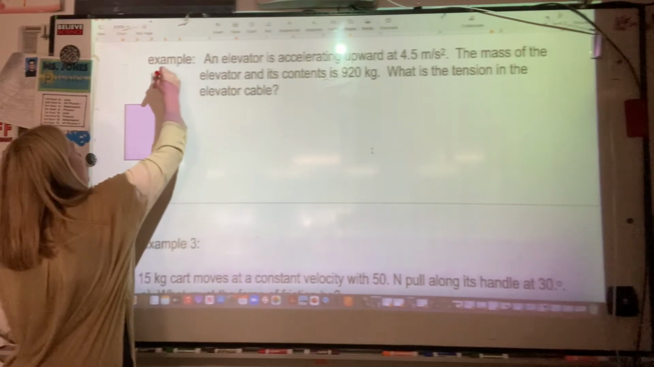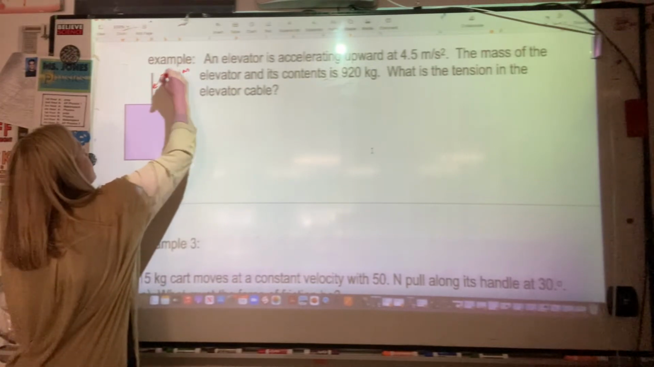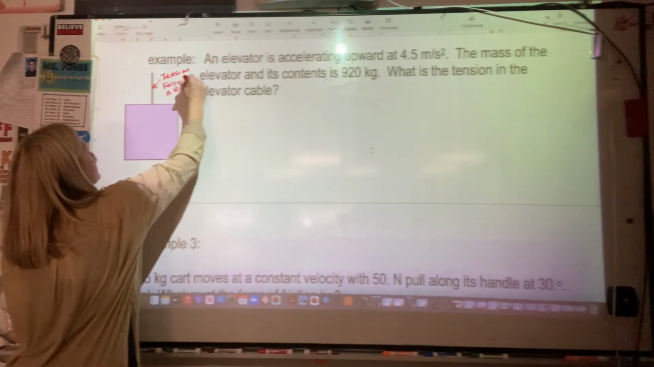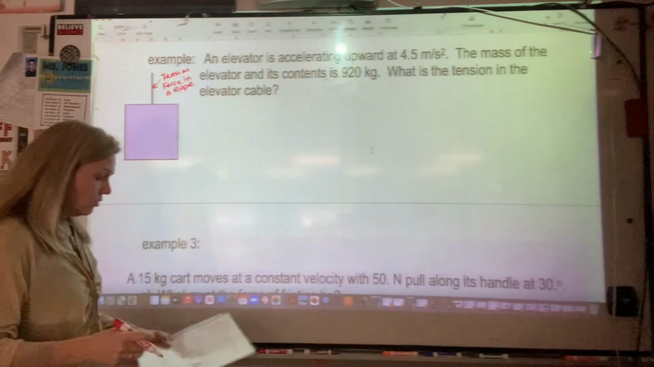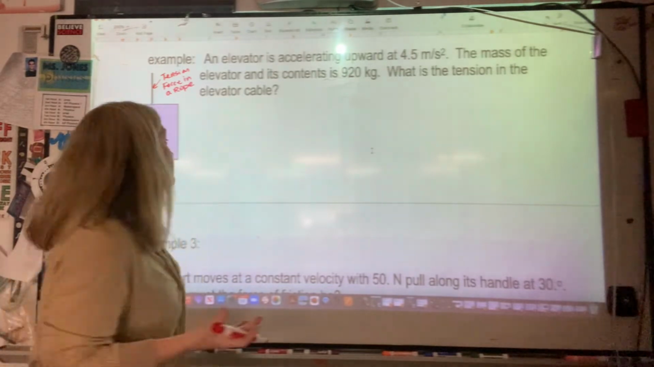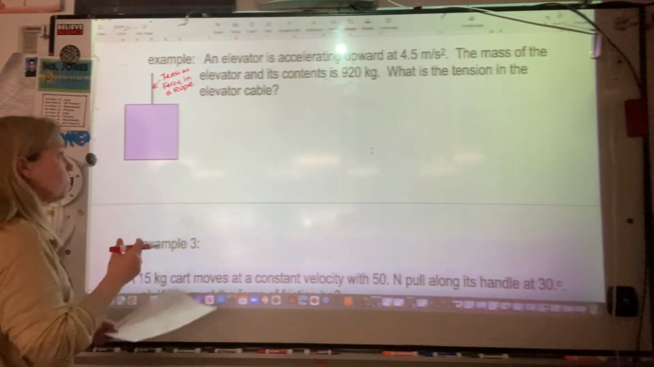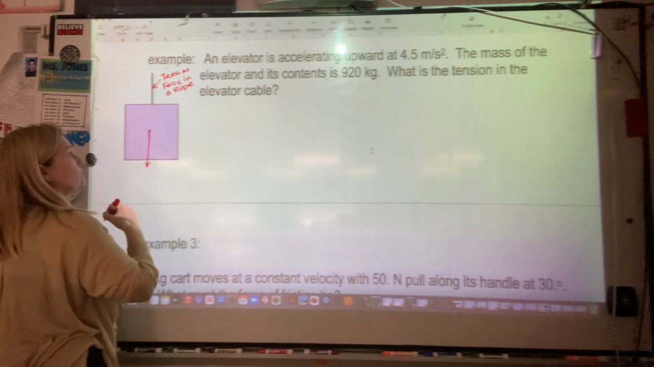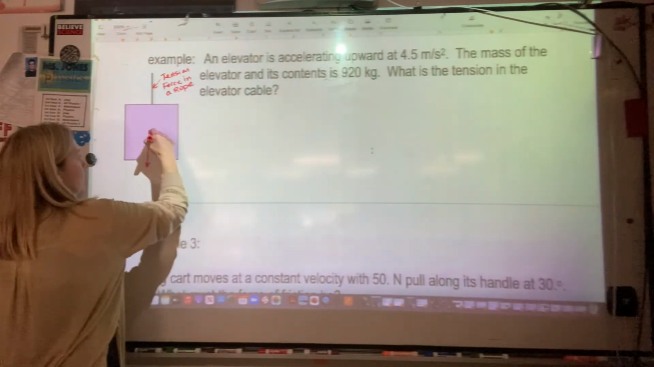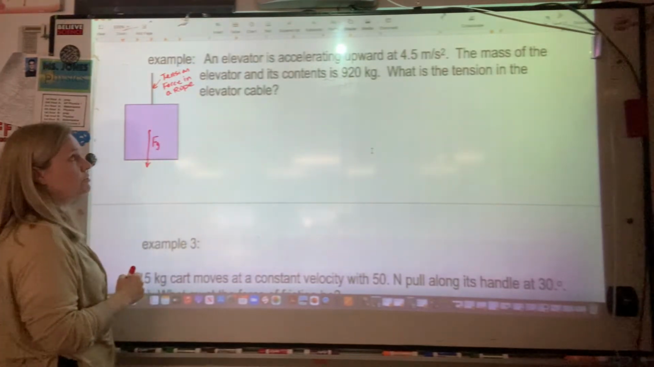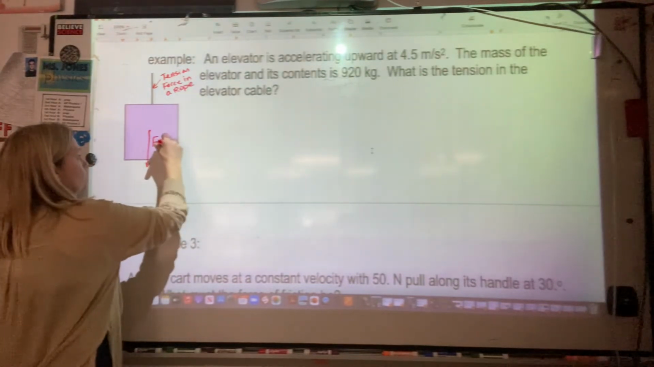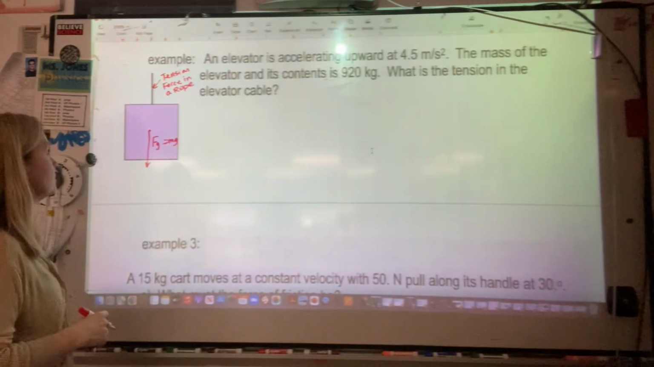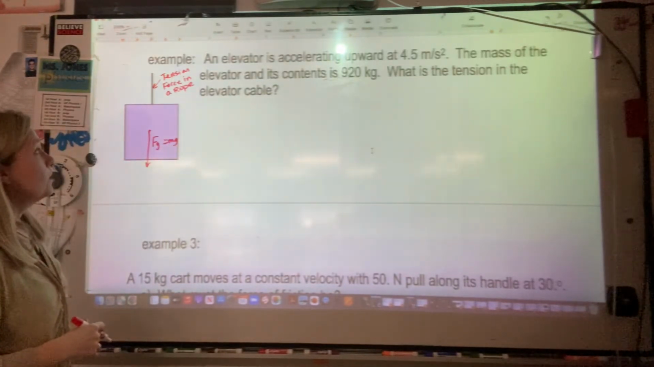Tension, remember, is force in a rope. All right. So how about we label some things in this diagram? Let's do our free body diagram. Well, we know, once again, from the center, I'm going to draw in my force of gravity coming from the center, and that equals mg, so it would be the mass times negative 9.8. All right, so we have that.